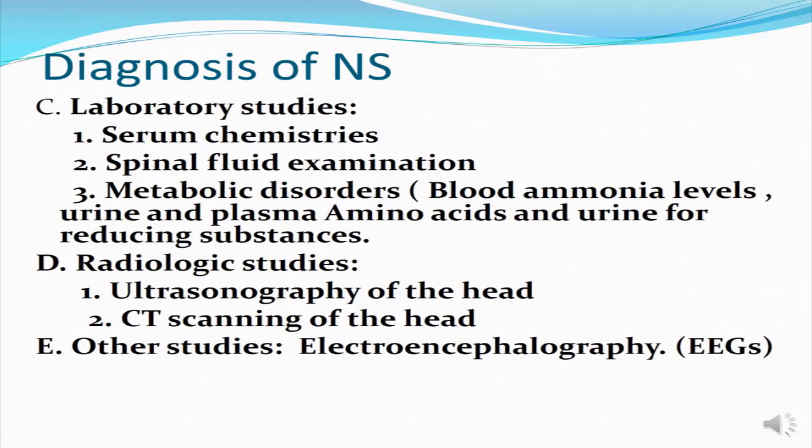Also, we might need to do laboratory studies, including serum chemistries, blood sugar, serum calcium, serum phosphorus, serum magnesium, serum electrolytes, acid-base balance, sorry, blood gases. If we suspect meningitis or encephalitis, we need to do lumbar puncture and CSF examination. Metabolic disorders investigation, like blood ammonia level, urine and plasma amino acids, and urine for reducing substances.